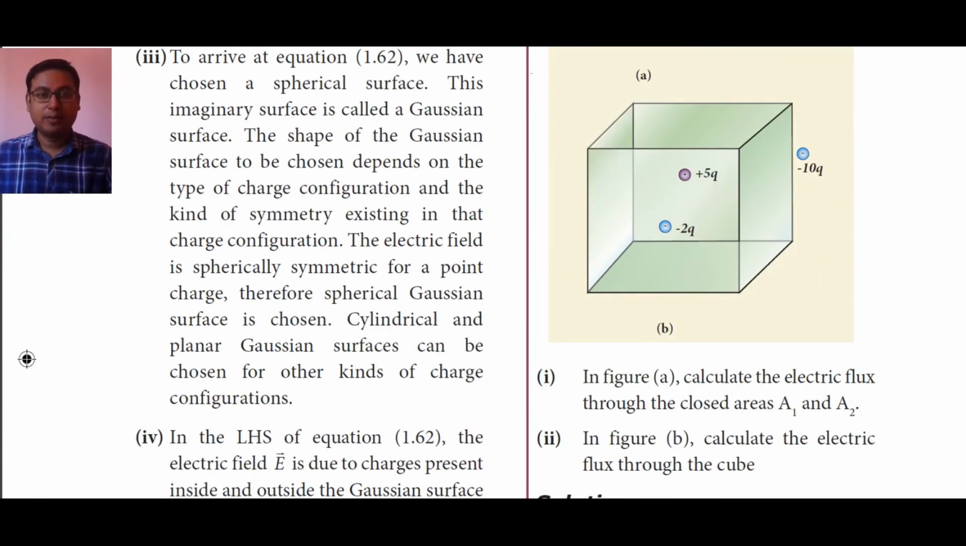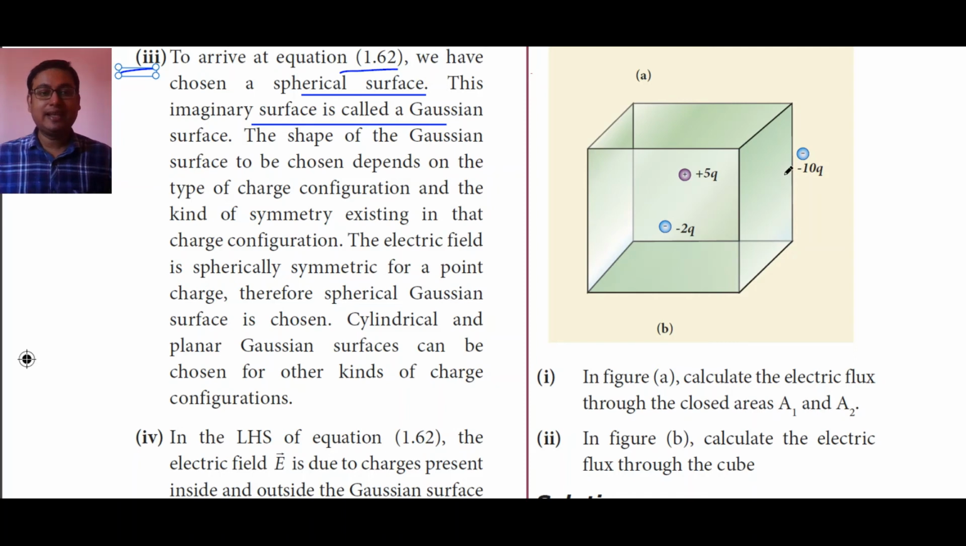All right, coming to the third point. What does it say? Let us see. To arrive at equation 1.62, that is psi e is equal to q by epsilon naught, we have chosen a spherical surface. In the first equation we have taken a spherical surface, and in the second equation we have taken any arbitrarily closed surface. This imaginary surface is called the Gaussian surface. Whatever surface we choose, that is imaginary and it is called a Gaussian surface.